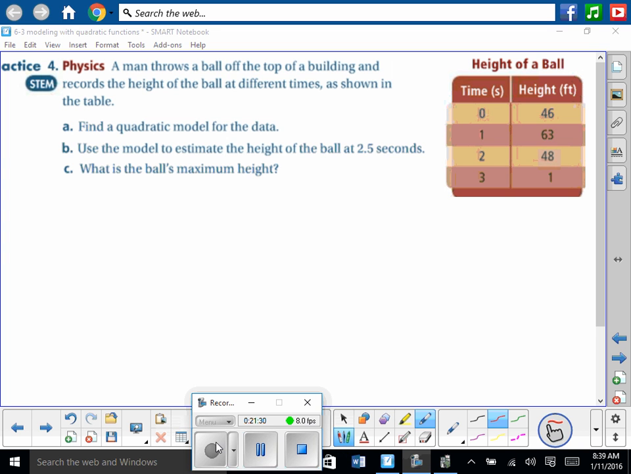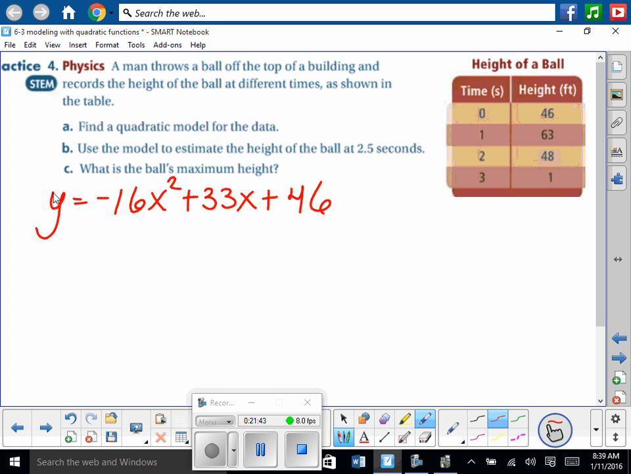So you have y equals negative 16x squared plus 33x plus 46. So this is the quadratic model. Did everybody get that? A was negative 16, B was 33, and C was 46 when you typed it into your calculator. Okay, so now we know the equation.